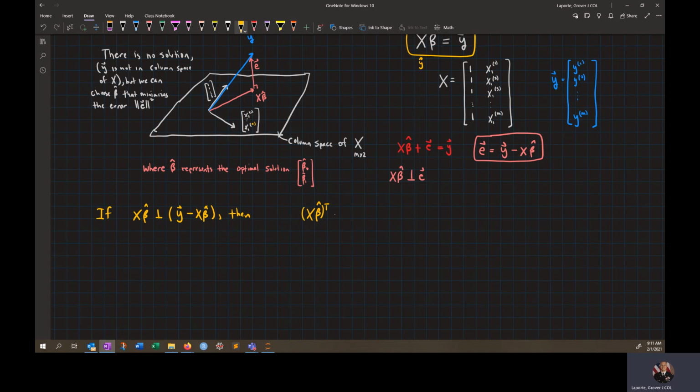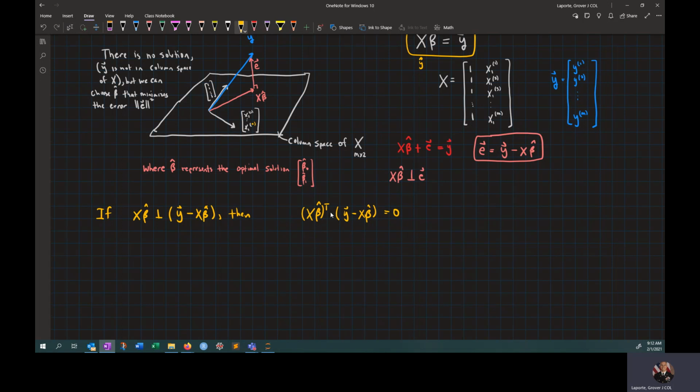So that whole thing transpose times, matrix multiplication, right? So it would be y minus x beta hat. I'm going to multiply these things together, and we better get the number 0. Why? Because they're orthogonal.